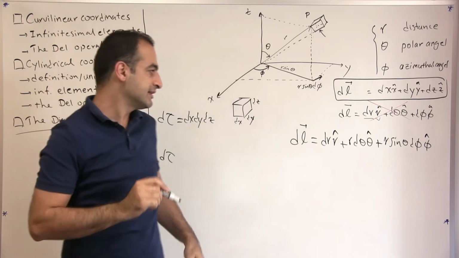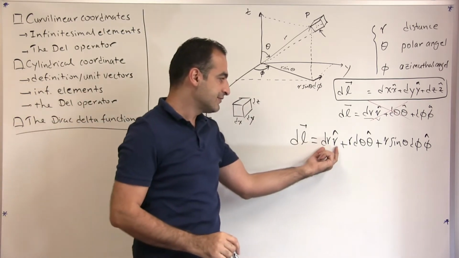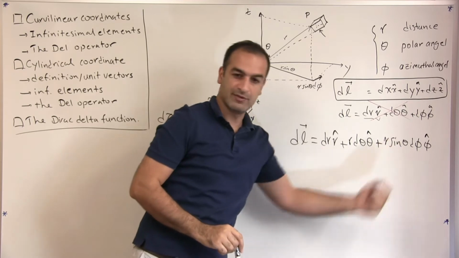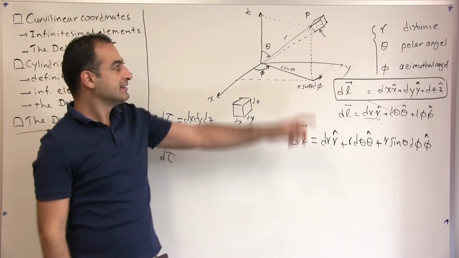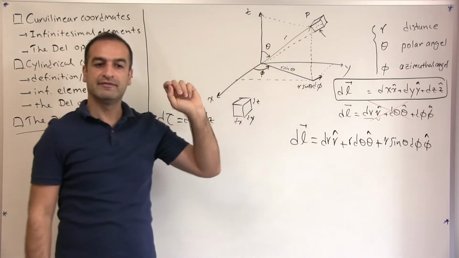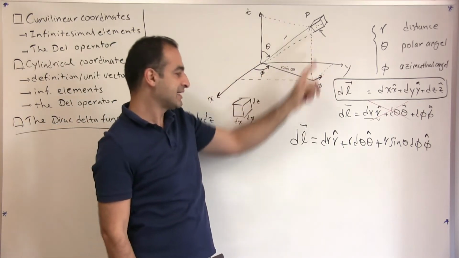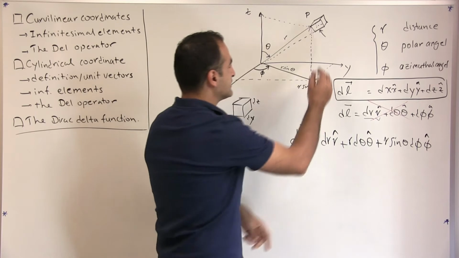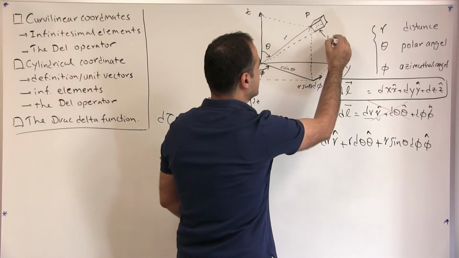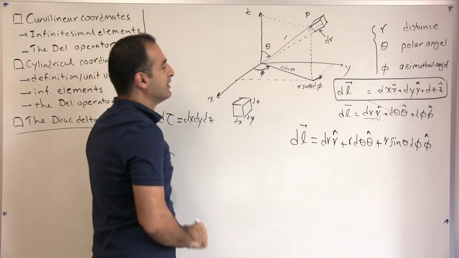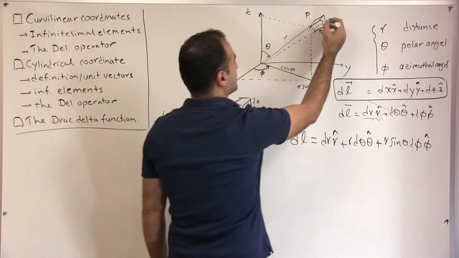And a hint is that it should be either this one or this one or this one. Okay, this length here is in the direction of r hat. So this length is going to be actually our dr r hat, or simply the length is going to be dr. Okay. What is this length here?